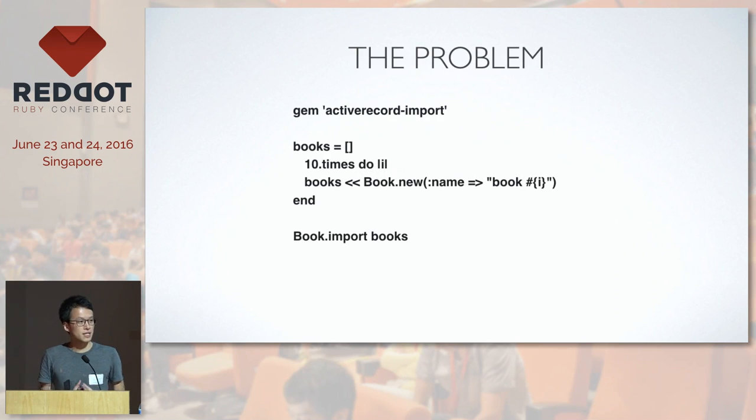The problem is like this. The library name is called Active Record Imports. So how does it work? Once you need, for example, to import 10 books records into a database at the same time, instead of writing 10 different SQL statements and 10 different database connections, you can write one and just say Book.import books, and then all the records are inserted into the database. So it helps a lot if you need to insert millions of data at the same time.